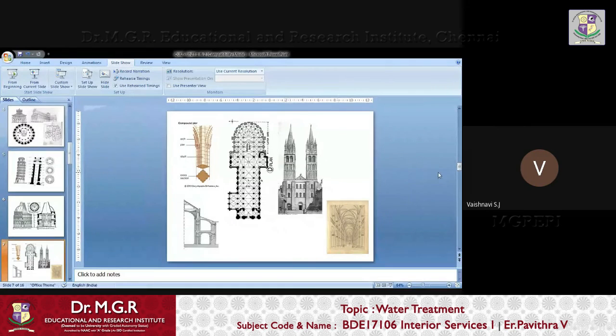And you have a distinct feature in the Abbey of Caen. What was that? What was the distinct feature given here? The two towers. 2 towers. Correct.